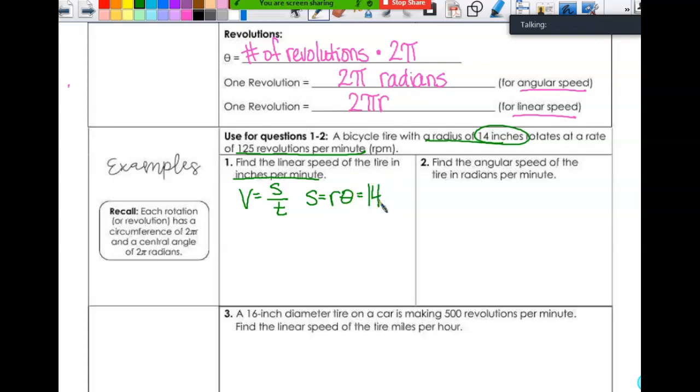Theta is, oh, sorry, I didn't space my stuff out well. Let me erase that. Go down here. So S is equal to r theta. So that's going to be 14 times, and then theta is the number of revolutions, which is 125 times 2 pi. So theta is this 125 times 2 pi.